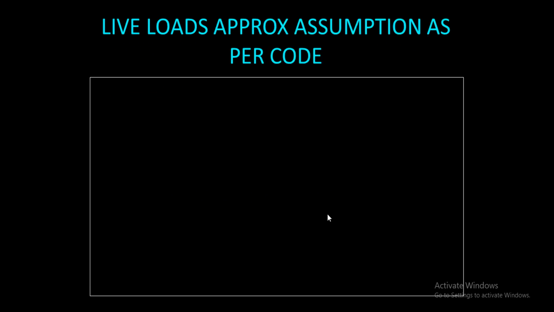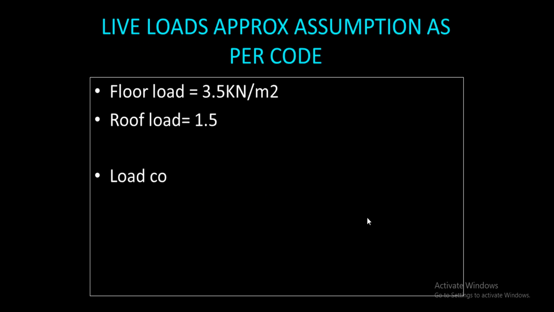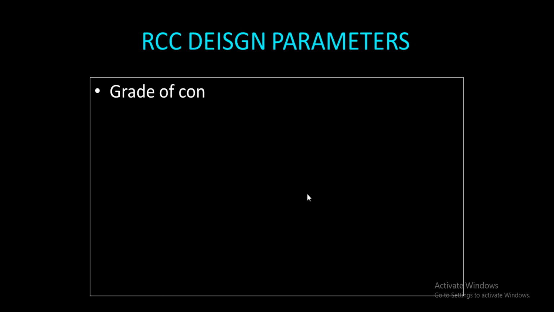And the next part is live loads. Here I have taken the live loads as floor load and roof load. For the floor load I am taking 3.5 kilonewton per meter square, which is distributed among the floors, and for the topmost floor or the roof I am going to consider 1.5 kilonewton per meter square. And load combinations are considered as per the IS code. Directly we can give the combinations. And the next are design parameters.